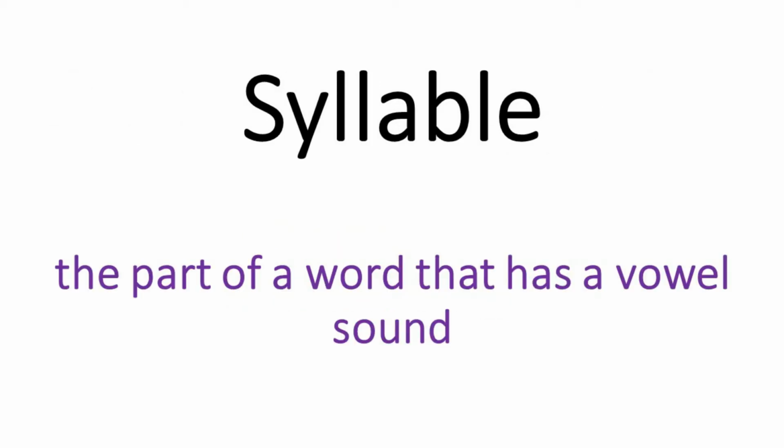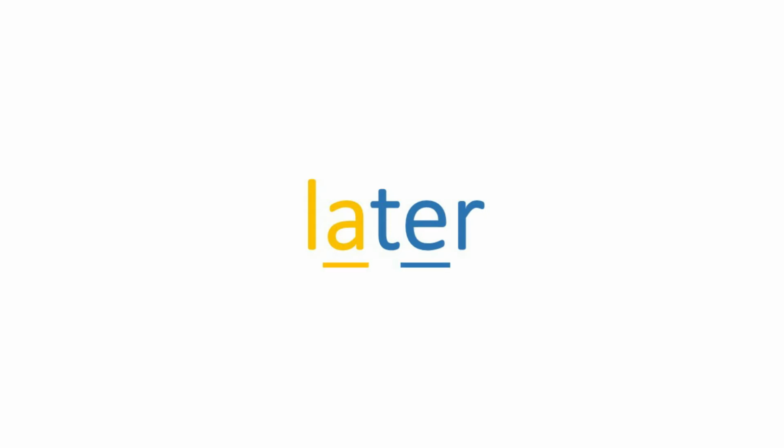To correctly pronounce a word in English, it's important to be able to identify the part of the word that has a vowel sound. The part of the word that has a vowel sound is called a syllable. Let's take a look at some examples of words with 1 or more syllables. The first example is "no." This word has 1 vowel sound. It has 1 syllable. The second example is "later." This word has 2 vowel sounds, or 2 syllables.